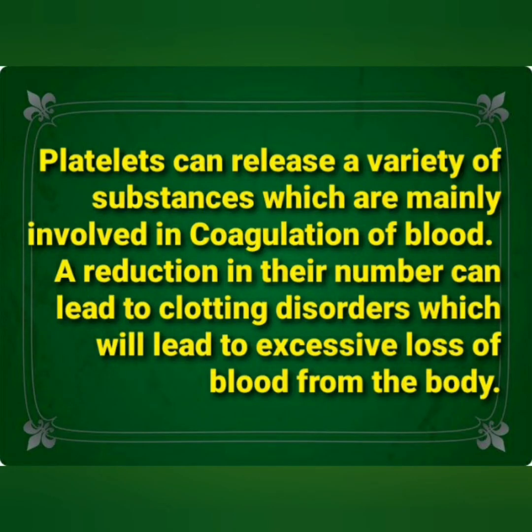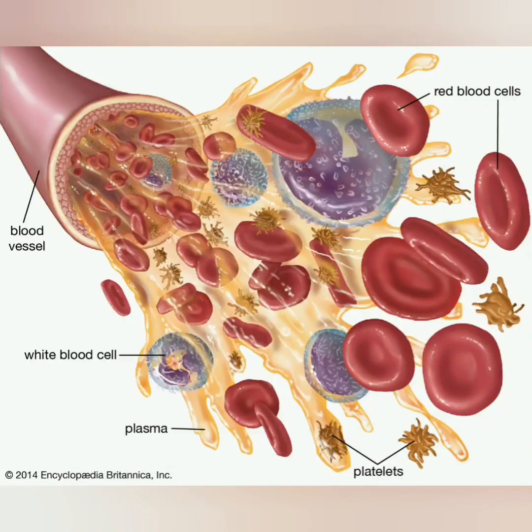Platelets can release a variety of substances which are mainly involved in coagulation of blood. A reduction in their number can lead to clotting disorders, which will lead to excessive loss of blood from the body. Hope you got information about RBC or erythrocyte, WBC or leucocyte and platelets.